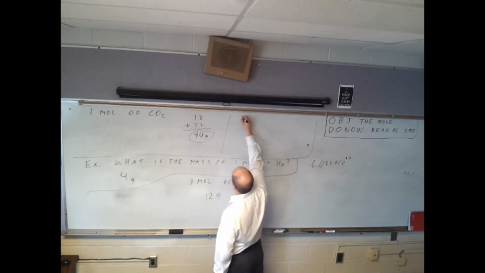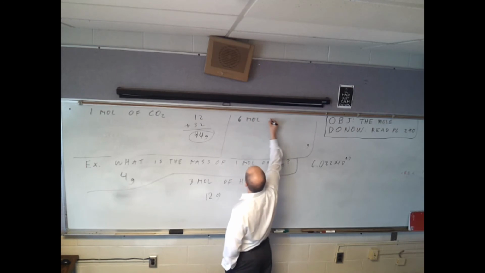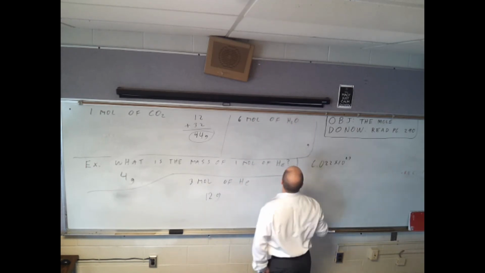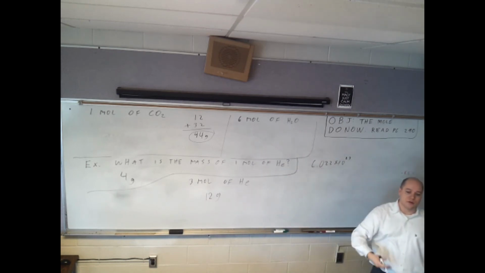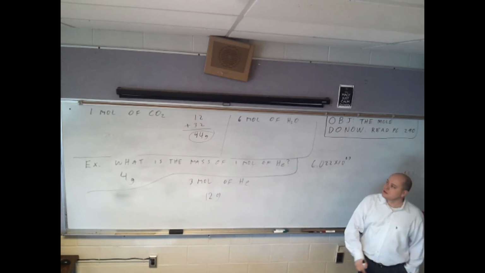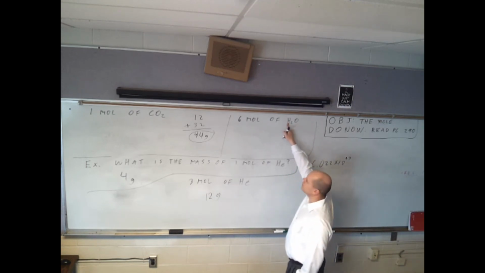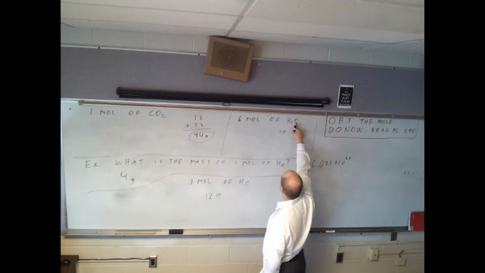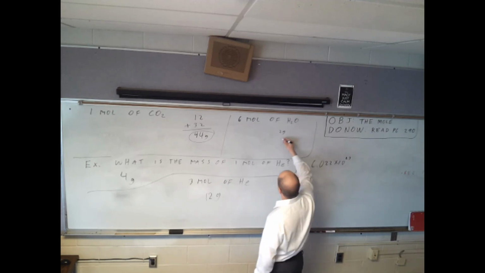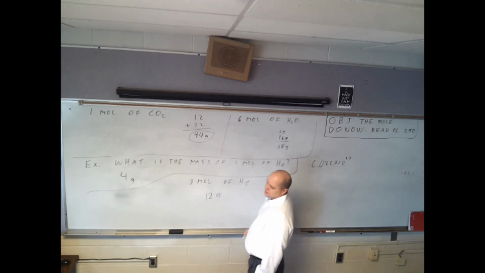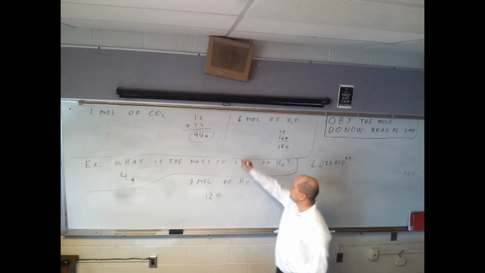I could give you several moles of a compound. Like, let's say we have 6 moles of, I don't know, H2O. So now you've got to find the mass of 1 mole of water, then multiply by 6. So for water, hydrogen is what? 1, and there's 2 of them, so 2 grams plus what's oxygen? 16. So 16 and 2, that's 18. So you just take your number times 6. 18 times 6, 108, right?